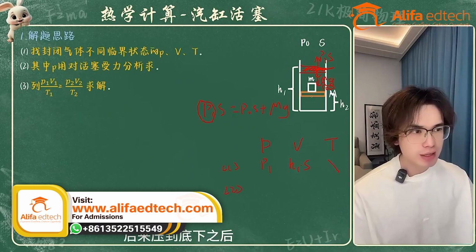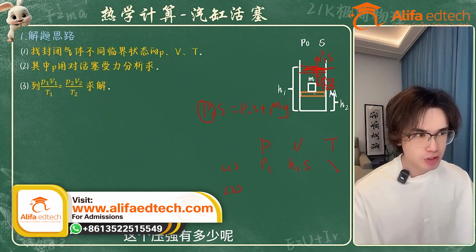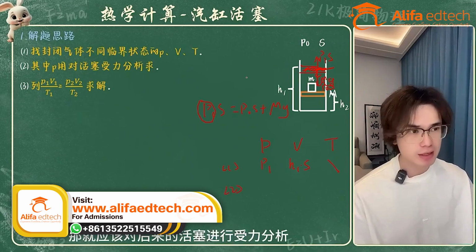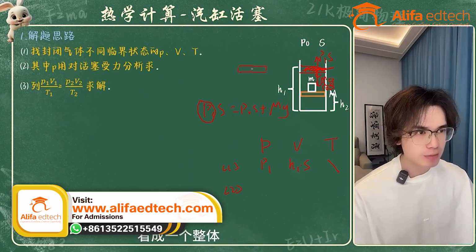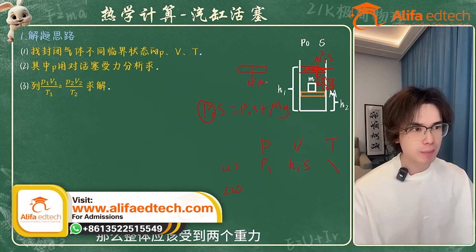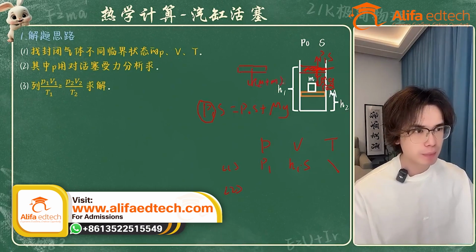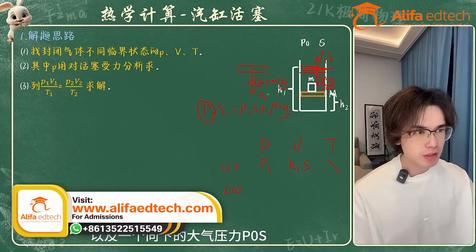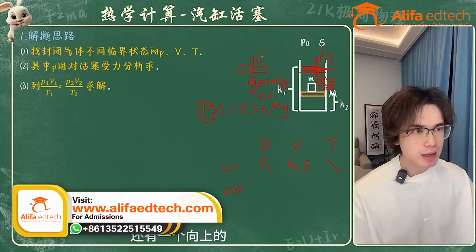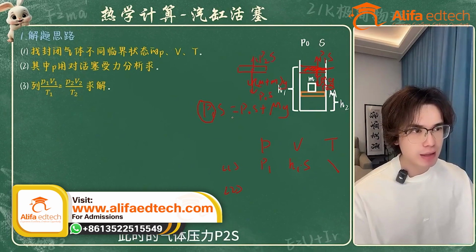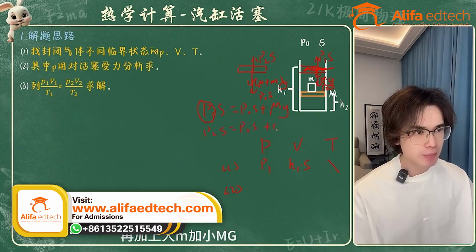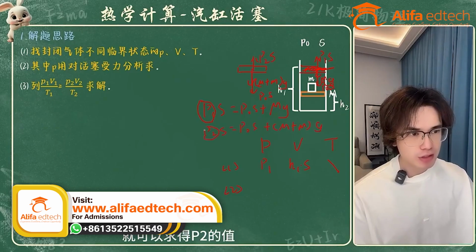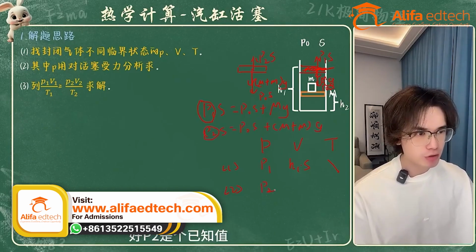After pressing it all the way down, what is the pressure then? We should analyze the forces acting on the piston at that point. Let's consider the piston and the mass as a whole. As a whole, they are subjected to two weights, the large mass m and the small mass m. And there's also a downward atmospheric pressure, P0S. Then there's an upward force, which is the gas pressure at this point, P2S. Similarly, we can get that P2S equals P0S plus 2mg. In this way, we can find the value of P2. Good, P2 is a known value.